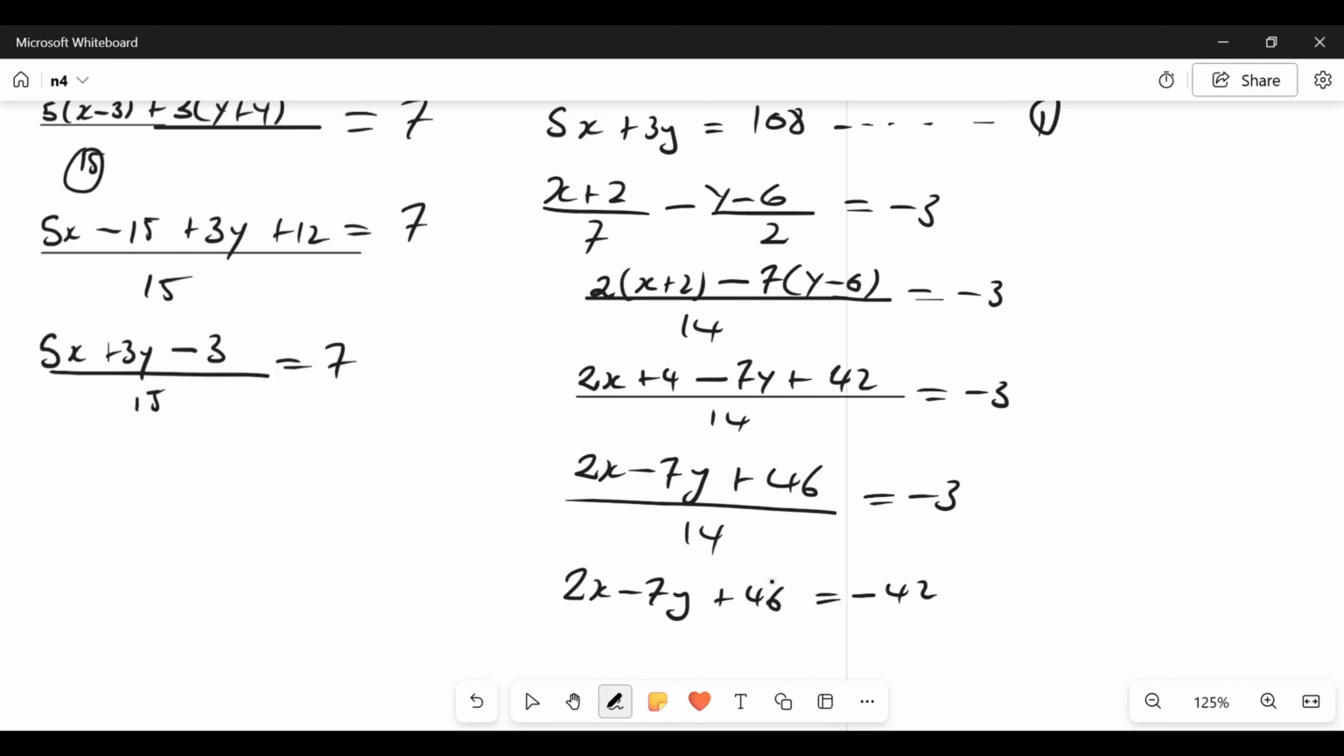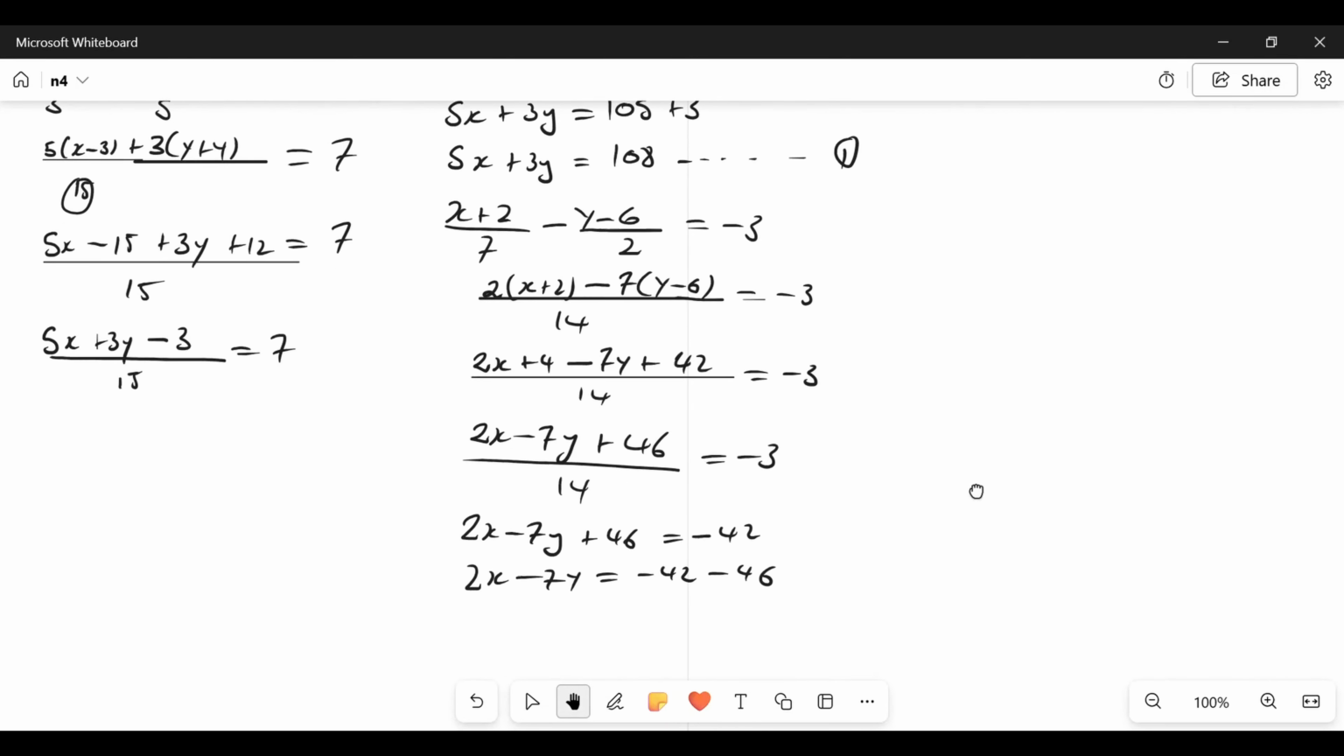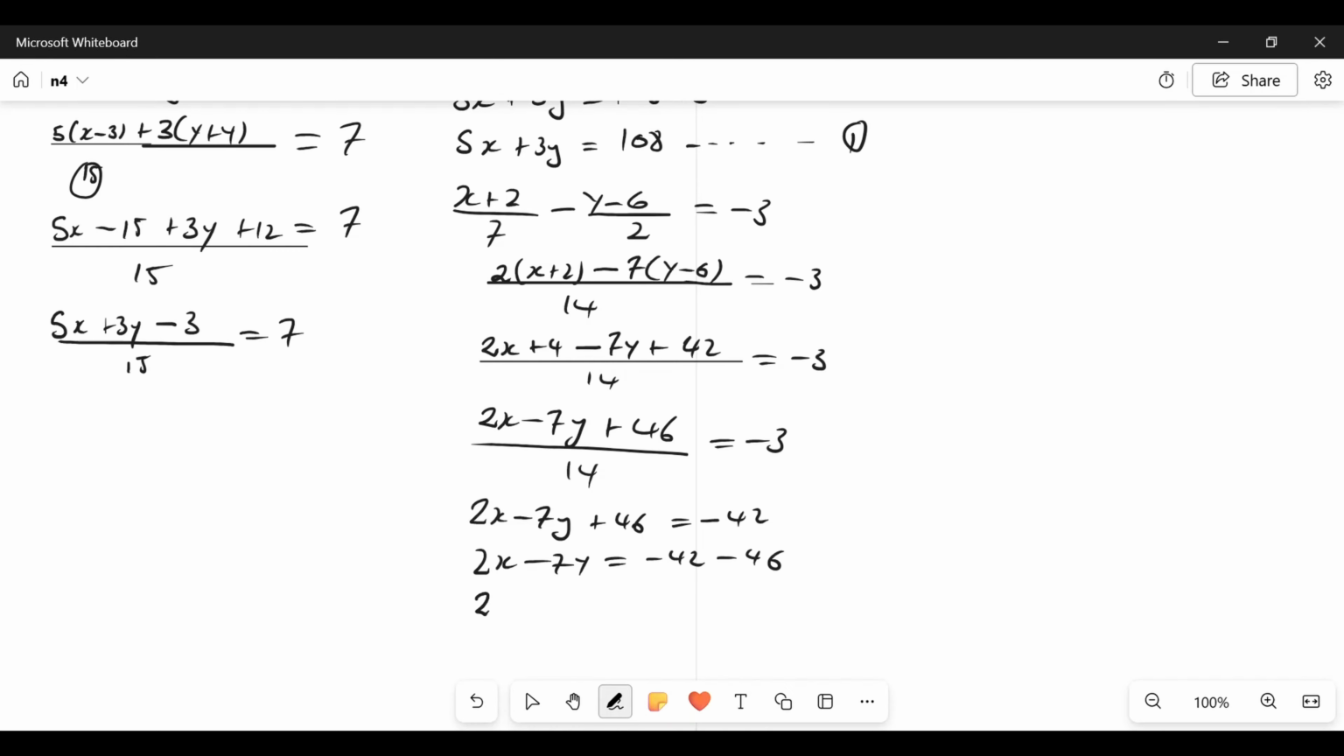There we go. So from here, we have to transpose this 46 to the other side. So let's do it. We have 2x − 7y, and then this is going to be negative 42 minus 46. Let's zoom down for now so that we can finish this equation. So when we continue here, we're going to write 2x − 7y equaling to negative 42 minus 46. This is going to give us negative 88. This is going to be equation 2.